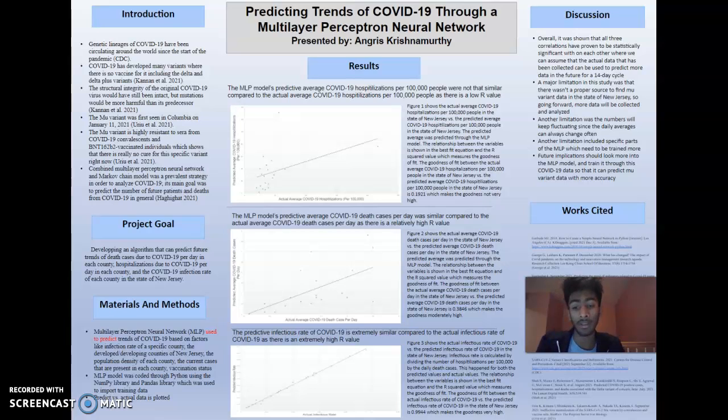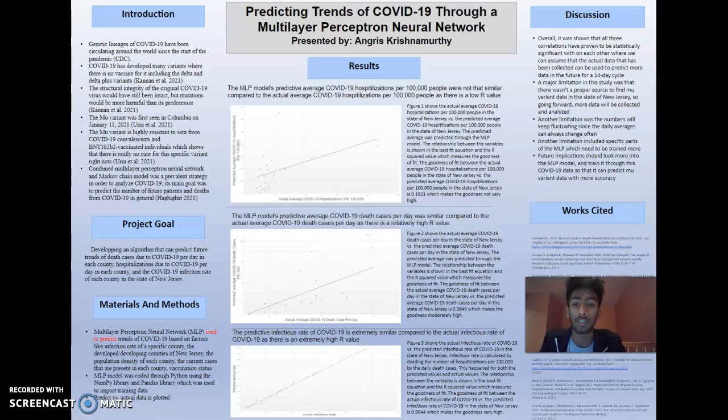So how I set this experiment up is I used a multi-layer perceptron neural network, which was used to predict trends of COVID-19 based on numerous factors. The MLP model was coded in Python using the NumPy library and the Pandas library, which was used to import training data. On these graphs, the predicted data from the multi-layer perceptron neural network is compared to the actual data, which was garnered from a website.